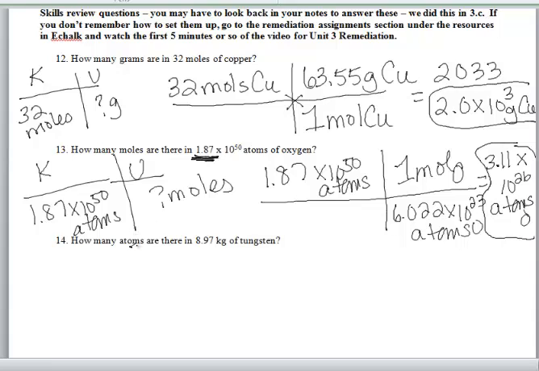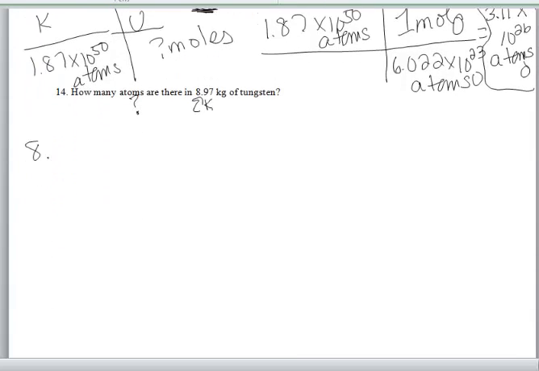Okay, for the last one, the unknown here is the number of atoms, so we're going to have to use Avogadro's number, only we're starting with kilograms. So my known here is 8.97 kilograms of tungsten. It's going to take me more space, so that's why I'm going to do it this way. So I'm going to give myself some more space here, 8.97 kilograms.